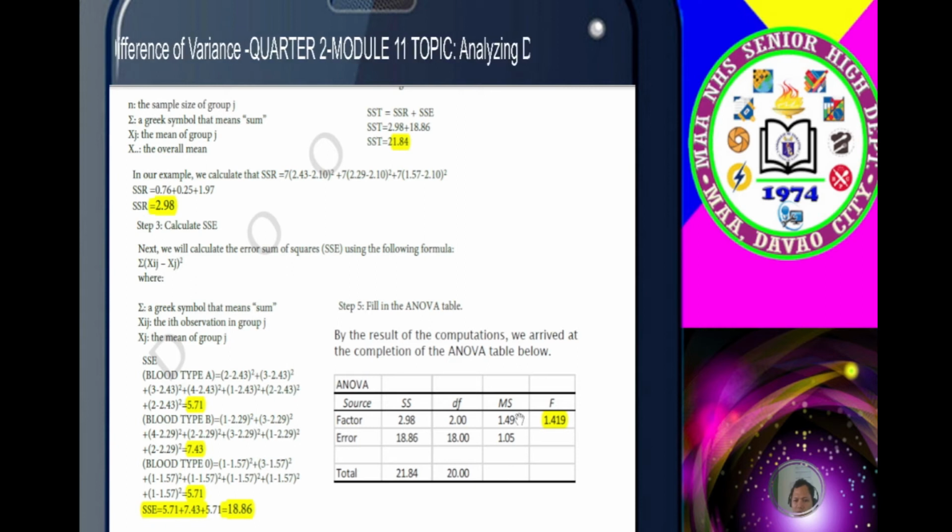Then how to get the mean squared? Simply divide SS by the degrees of freedom. 2.98 divided by 2, the answer is 1.49. 18.86 divided by 18, the answer would be 1.05. Then to get the ANOVA F statistic, you divide 1.49 by 1.05, and the answer would be 1.419. I hope you get the sequence in solving for the F statistic.